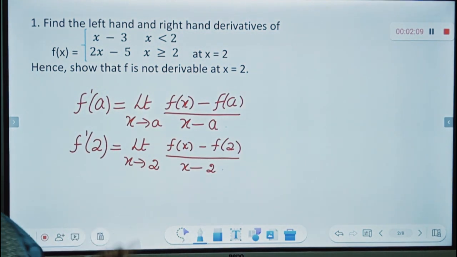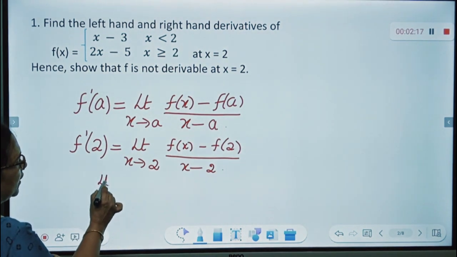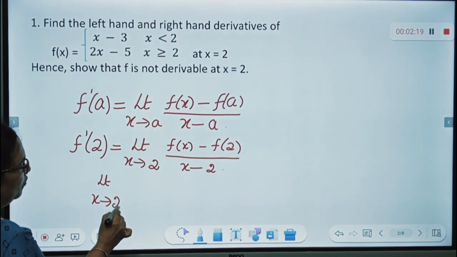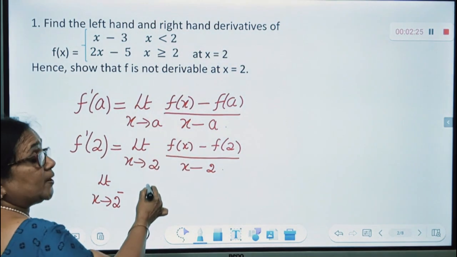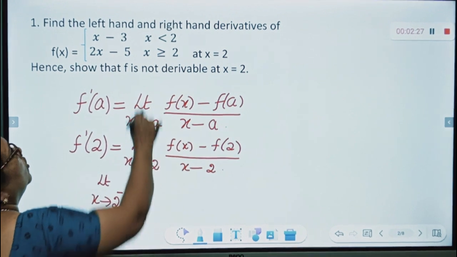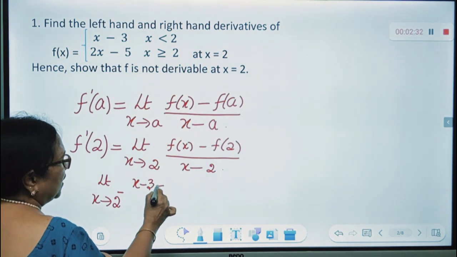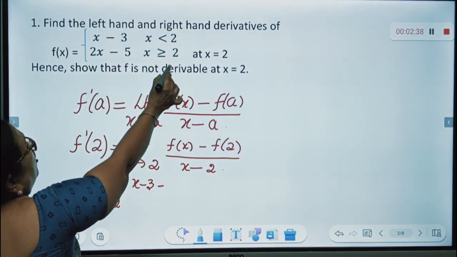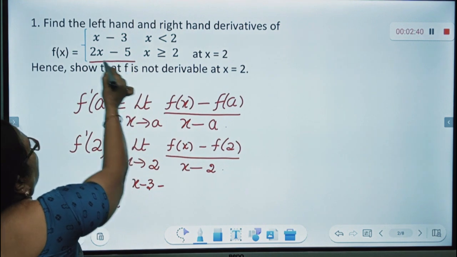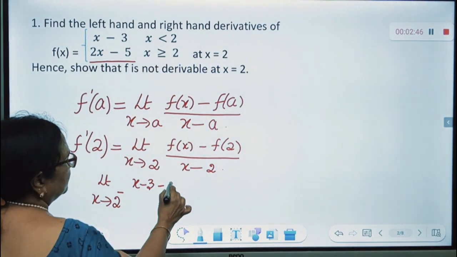So when we talk about limit, we have right hand limit and the left hand limit. So let us first calculate the left hand limit. Limit x tending to 2 minus, what will be the function? That means x approaches 2 through values lesser than 2. So the function is x minus 3. What is f of 2? This is the function for x greater than or equal to 2. So f of 2 will be, when I put x equal to 2, 4 minus 5, which is minus 1.